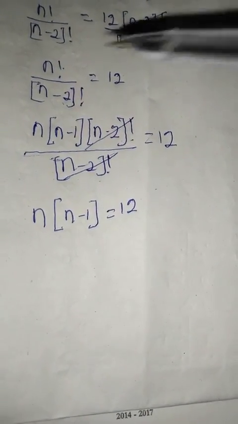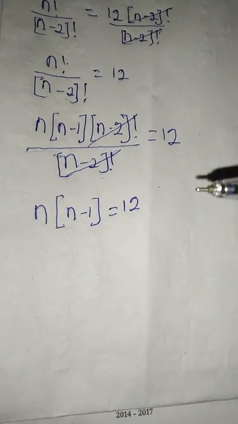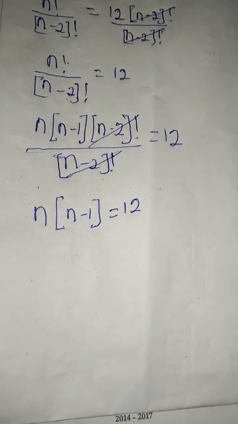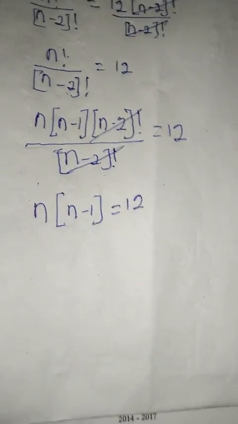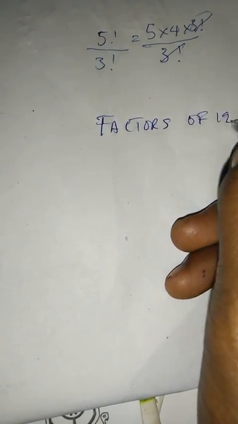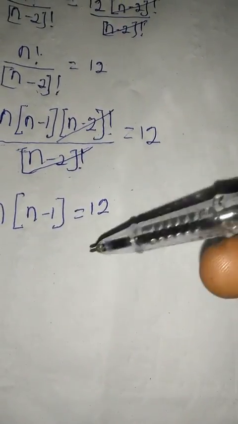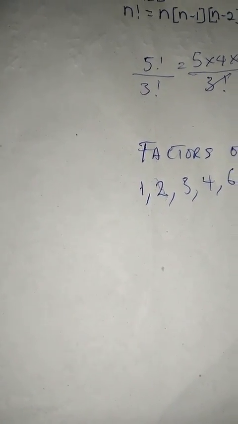Now, this is 12. You ask yourself, since we're having two values of n, which is 1 and 2, so ask yourself, what are the factors of 12? The factors of 12 are 1, 2, 3, 4, 6, then 12. Am I correct? Now, you look for any two values that are very close, where 1 is the difference between both of them, that when you multiply them, you'll be having 12.